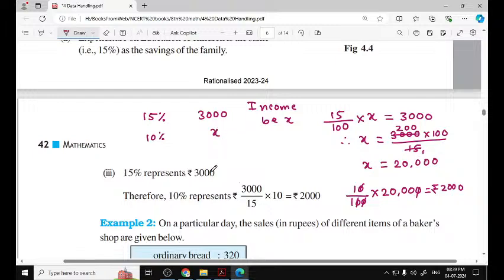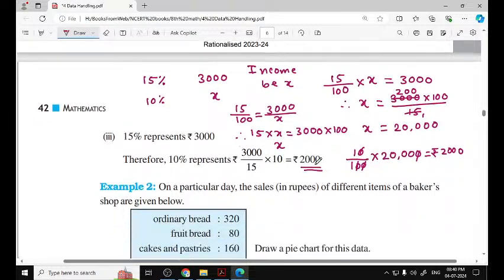Here it is solved by another method: 15% represents 3,000, then what value will 10% represent? Here also we can consider that as X. As percentage increases, expenditure will also increase. Therefore it is a direct variation. In direct variation, ratio is constant. So 15 upon 10 must be equal to 3,000 upon X. By cross multiplication we get 15 into X is equal to 3,000 into 100. So X is equal to 3,000 into 100 divided by 15. Answer is same. The method of solving is different.